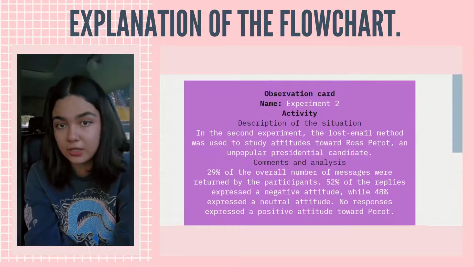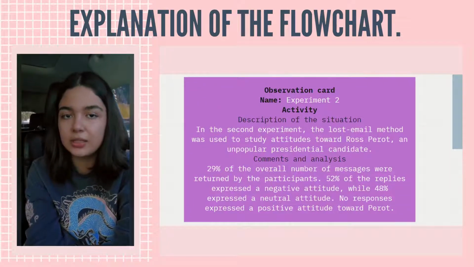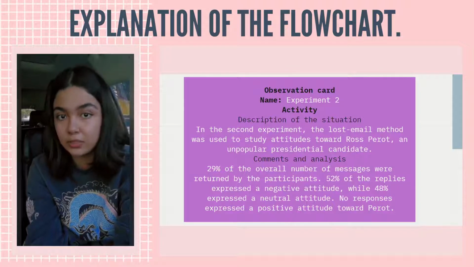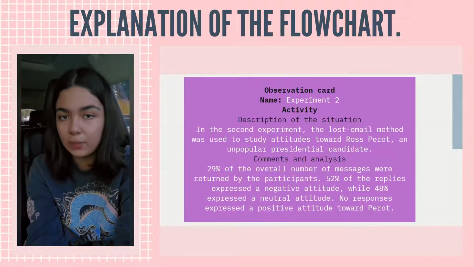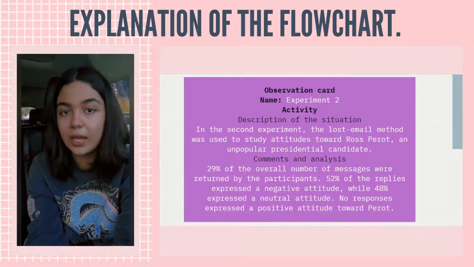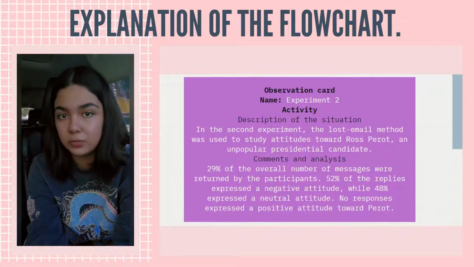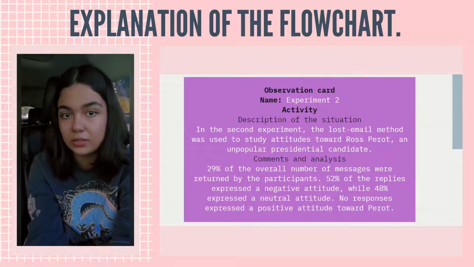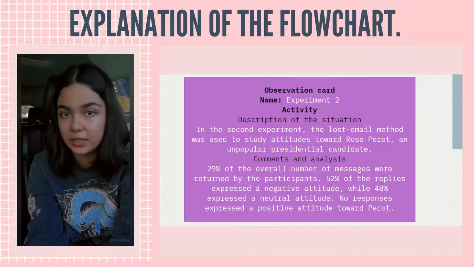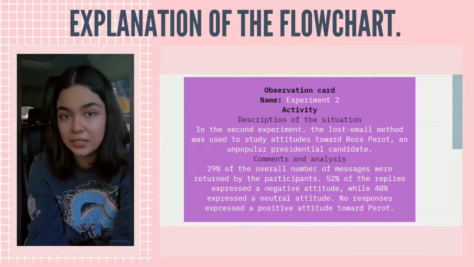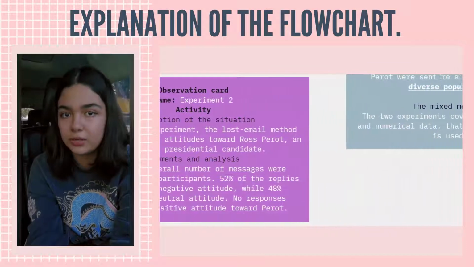In the second observation card, of experiment 2, the description of the situation is that the lost email method was used to study attitudes towards Ross Perot, an unpopular presidential candidate. And the comments and analysis is that 29% of these messages were returned, from which 52% had a negative attitude and 48% had a neutral attitude. In this case, no messages had a positive attitude towards Ross Perot.